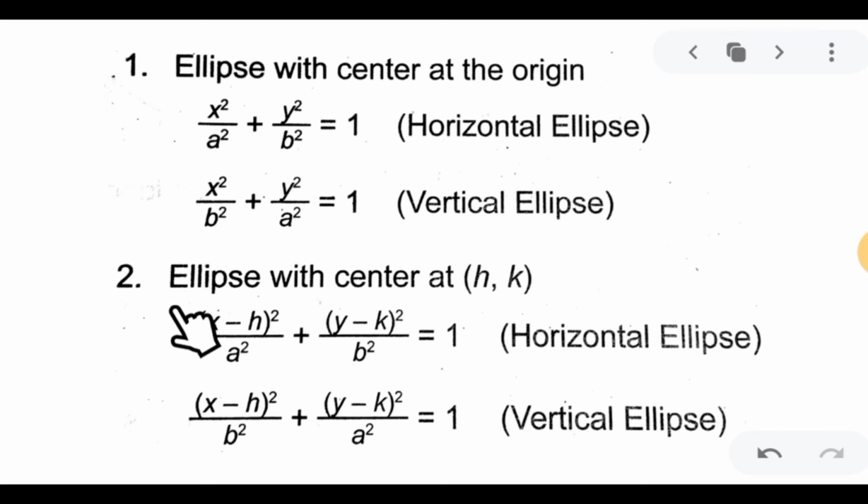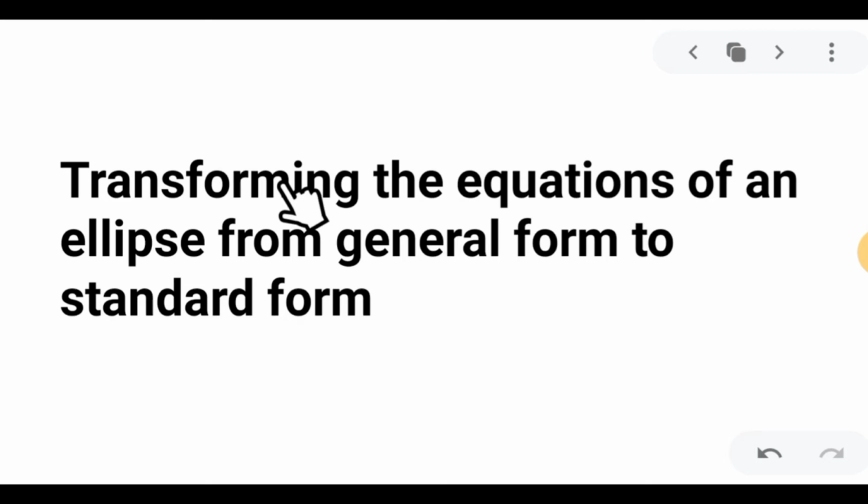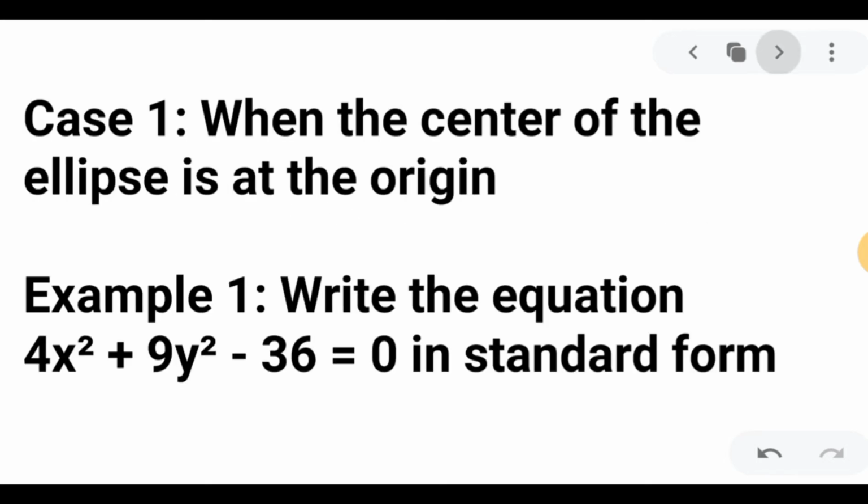Now here is the equation for ellipse with center at (h, k) or at (x, y). This is for the horizontal ellipse, and this is the vertical ellipse. Again, this is the standard form. Now let us have the transformation of the equations of an ellipse from general form to standard form. For case 1, when the center of the ellipse is at the origin, this is the first example. Write the equation 4x squared plus 9y squared minus 36 equals 0 in standard form.